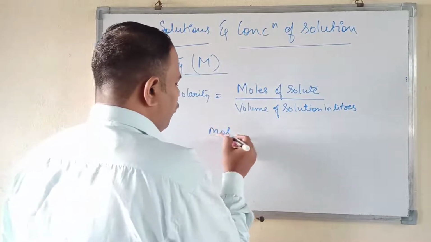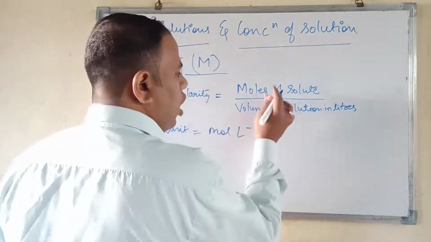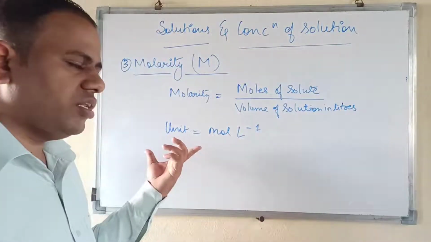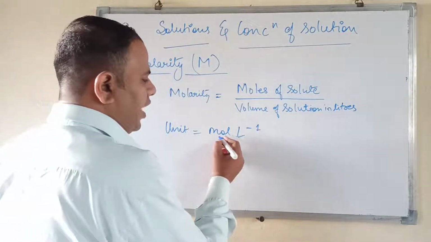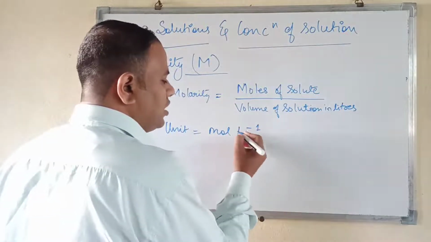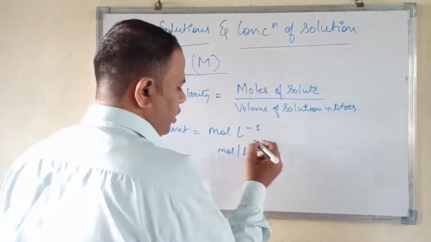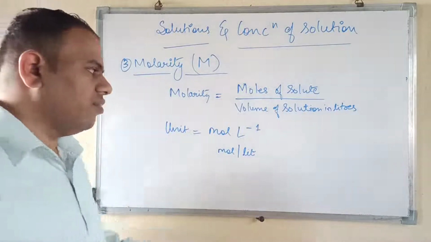So the unit of molarity is moles per liter. How many moles you are dissolving per liter is the unit of molarity, or concentration. You can write it as moles per liter, moles liter inverse, or moles per liters. Like that also you can write it. So this was all about the molarity that we saw.